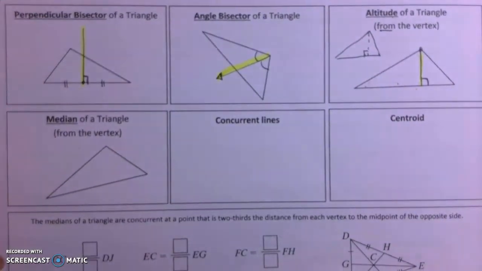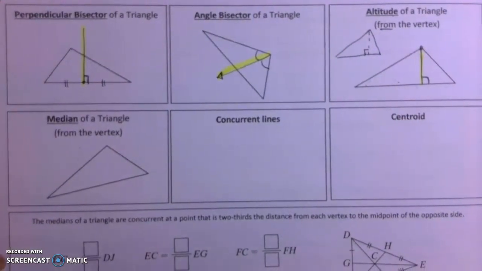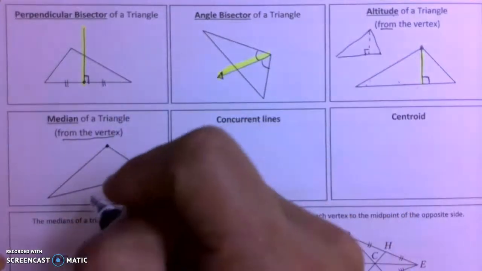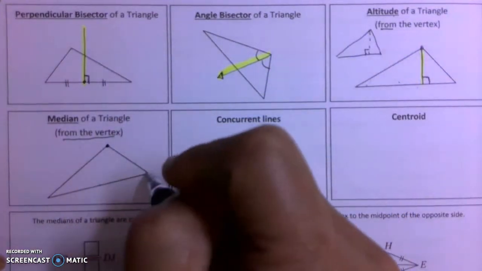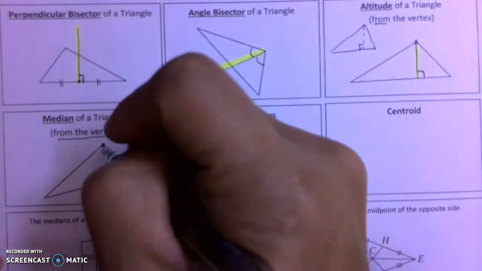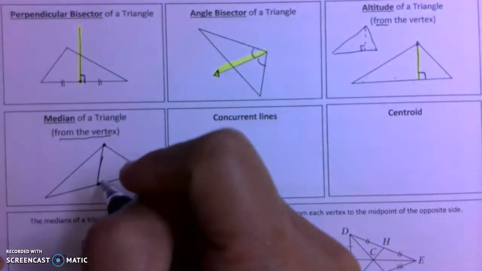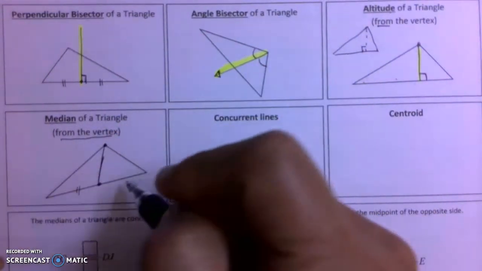It's just 90 degrees. A median from a vertex goes from one of the corners to the midpoint, and so I'm just eyeballing it. I'm going to say that's the midpoint. So this right here would be the median. It's not 90 degrees necessarily, but it is left is equal to the right.